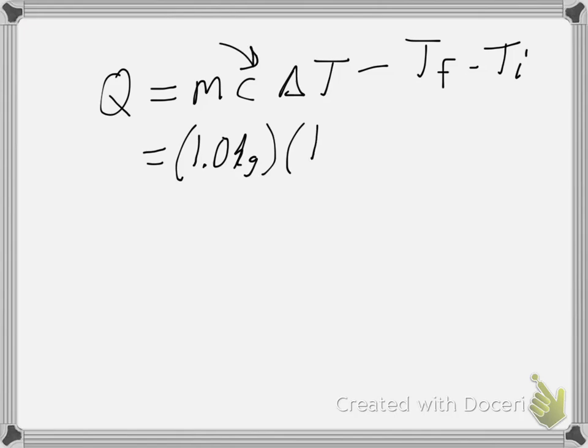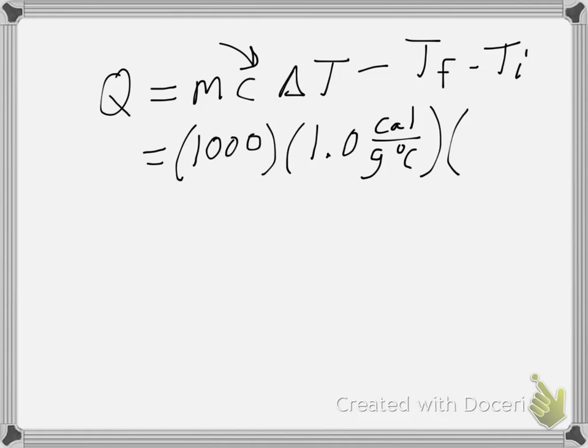And since our specific heat capacity is 1.0 calories per gram, not kilogram, times degree Celsius, let's go ahead and change this to 1,000 grams so that our units will be consistent. And our temperature difference, well, remember this was going to be 30 and this was going to be 20, so the temperature change is a 10 degree change in degrees Celsius.